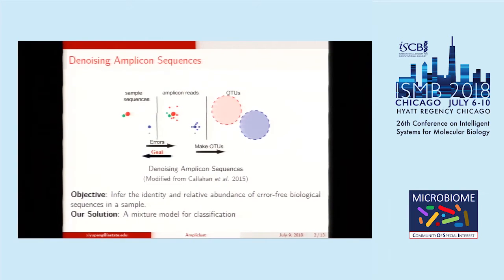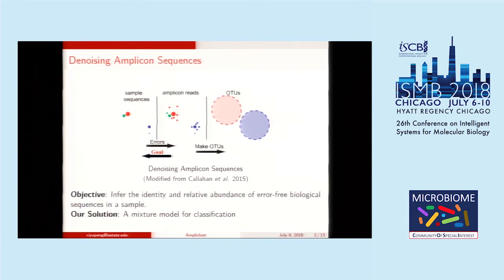At the beginning, I'd like to have a very brief introduction about the problem we are focused on. Amplicon sequencing actually is a very powerful tool to understand the microbiome community. People often sequence the 16S RNA to identify the components in the community. And the whole analysis usually begins with the construction of OTUs.